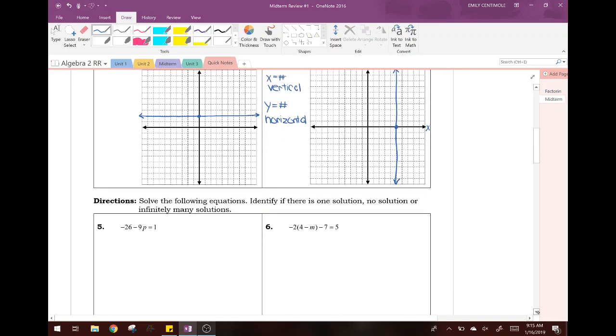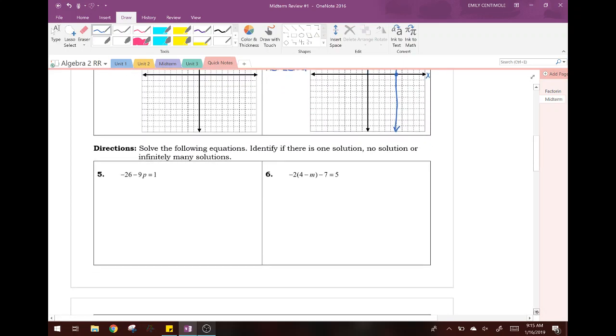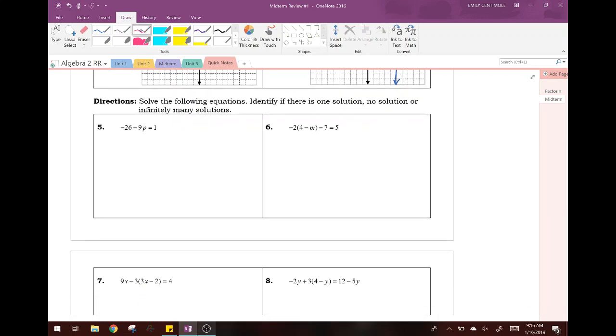Now going on to the next skill, solving linear equations. Okay, a lot of different ways to do these, so I'm just going to show you one way. Okay, so my first step I'm going to be to add 26 to both sides. You could have chosen to add 9p to both sides, but that's going to make an extra step. So I get negative 9p equals 27. I will then divide both sides by negative 9 to isolate the p to get it alone. I get p equals negative 3. I'm going to circle that up as my final answer. Okay, p equals negative 3.